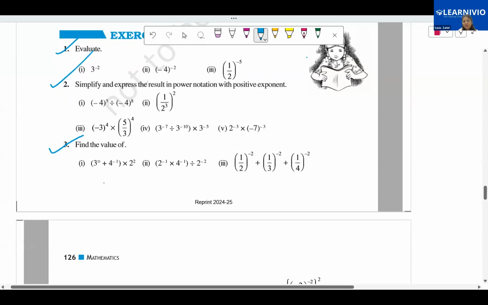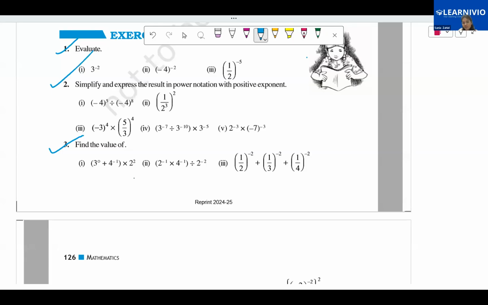Find the value of: first, what is the meaning of power 0? 1. Very good. Any number raised to the power 0 is equal to 1. Like 2 to the power 0 is 1, 3 to the power 0 is 1, 5 to the power 0 is 1. So here 3 to the power 0 will be 1, and 4 to the power minus 1 will be 1 by 4. Similarly, you have to solve each and every step and then do the overall operation. First you solve what is inside the bracket, then you come to the outside part. Then you multiply it with 2 to the power 2.